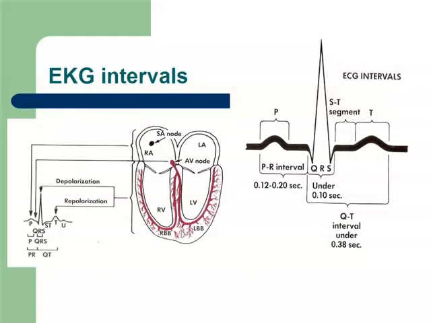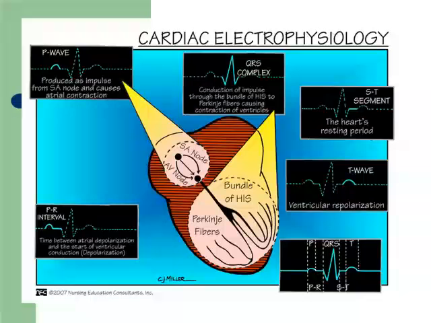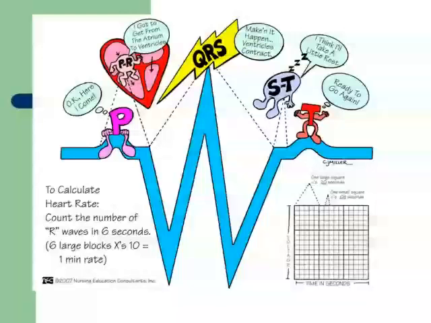This again is showing the different intervals that go along with the norm. And remember, a QRS of 0.10 is still considered normal, and the different intervals that go with that. And this is from the memory book that's looking at the P wave and how it looks at each one. This is another way to help you remember how to calculate your heart rate.